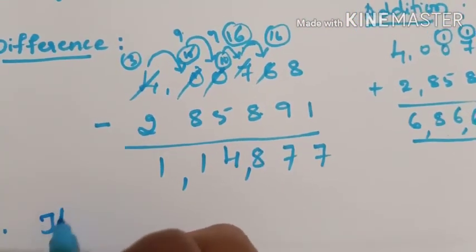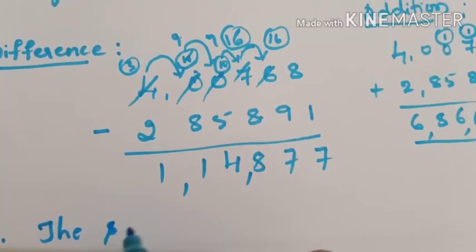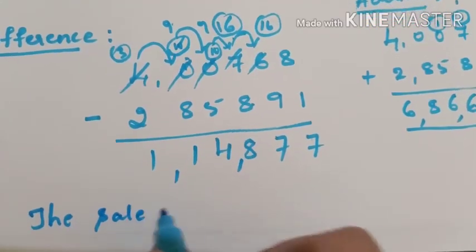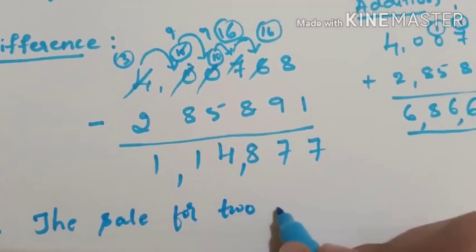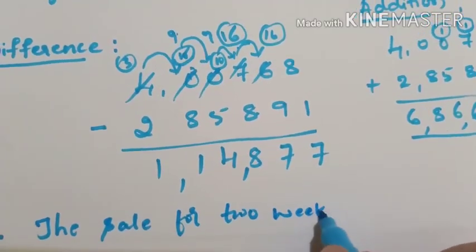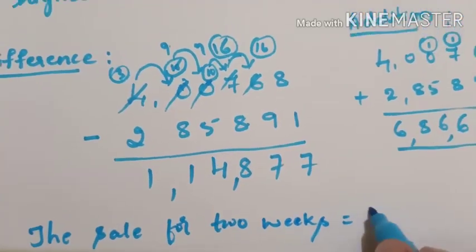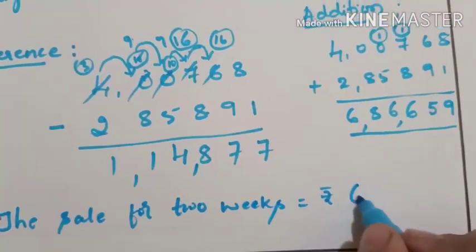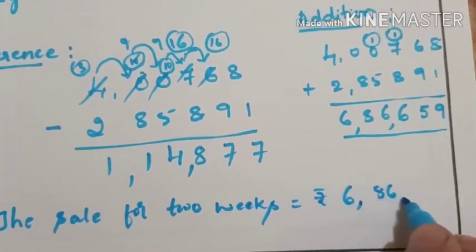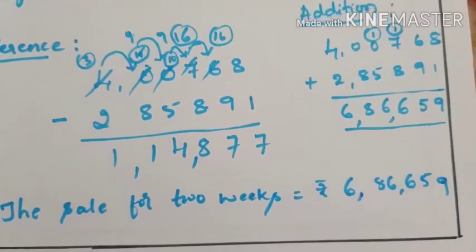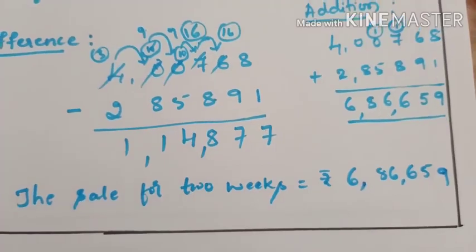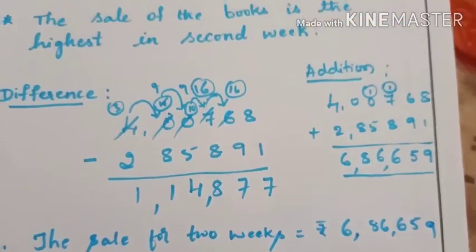The sale for 2 weeks is equal to rupees 6,86,659. Fine. I hope it is clear to you.